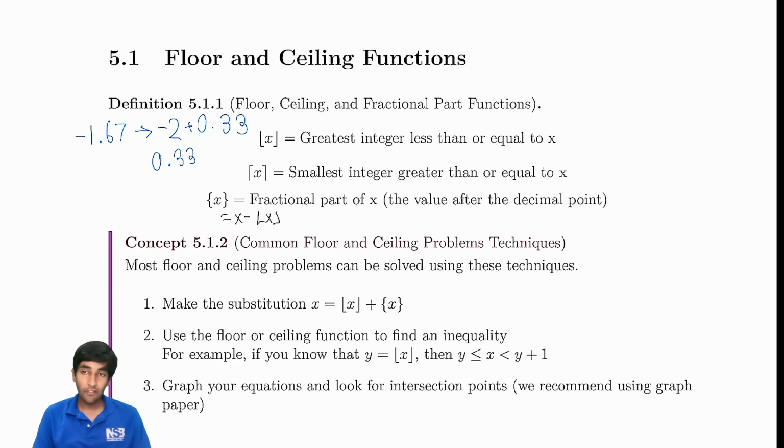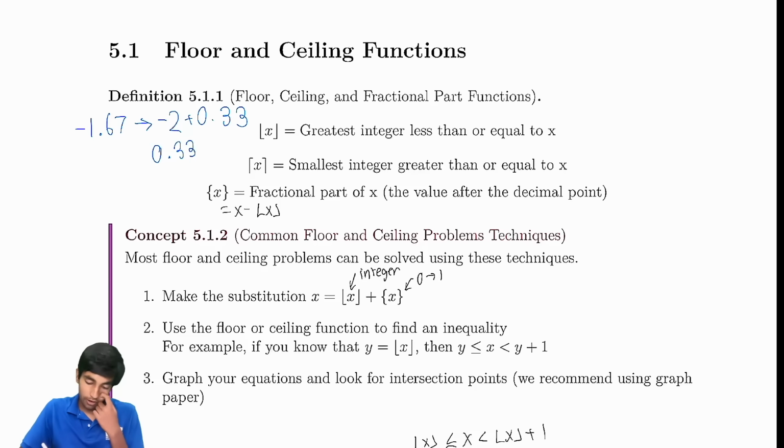Now, when we expand stuff, that will give us some nice relationships because this has to be an integer and this has to be between 0 and 1. Okay, so then the next thing is use it to find an inequality. So the key thing is, let's say y is the floor of x. Then we can now say that x lies between y and y plus 1. Or in other words, x is going to be at least as big as its floor, and it's going to be less than its floor plus 1. For example, 3.6 is greater than or equal to its floor, 3, and less than the floor plus 1, 4.